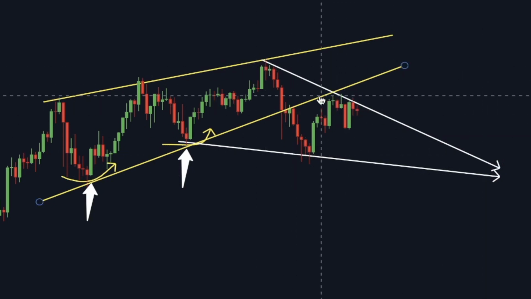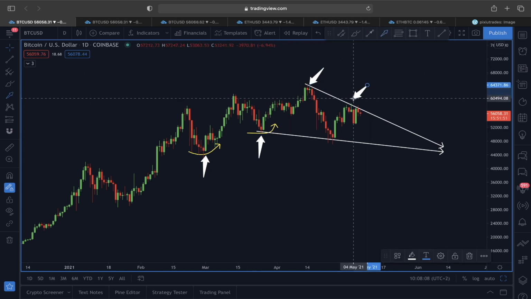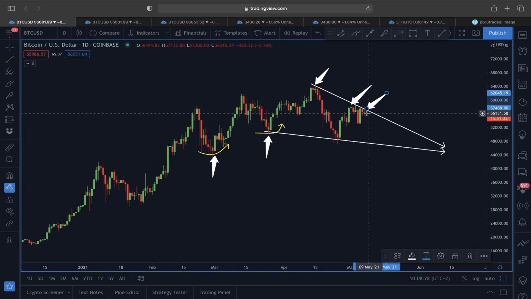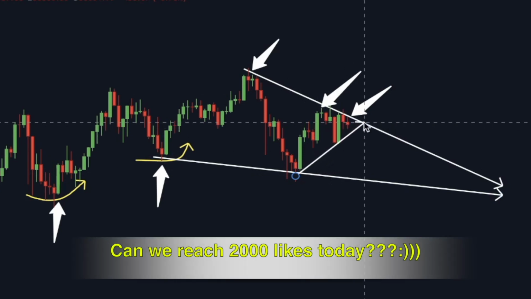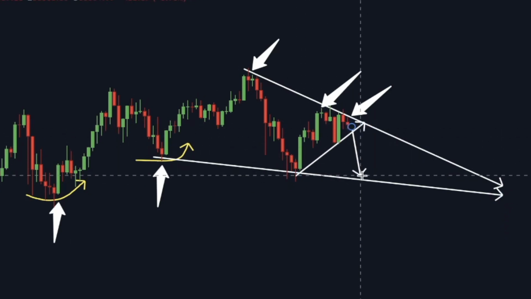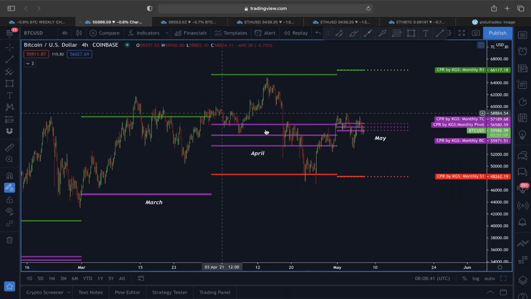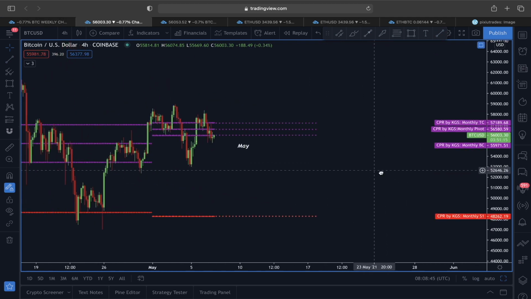So let me remove this drawing here guys. This upper line is actually holding the price and it's not letting it break out from here. So that's why I say to you guys, if this resistance is going to be there and also the price of Bitcoin is going to fail to follow this rising trend line here, then we could see some potential downward price movement, and this downward price movement could bring us around this 48,000 price level, because this 48,000 was this monthly CPR price level.